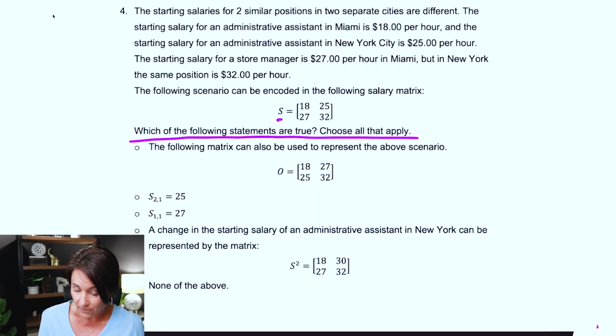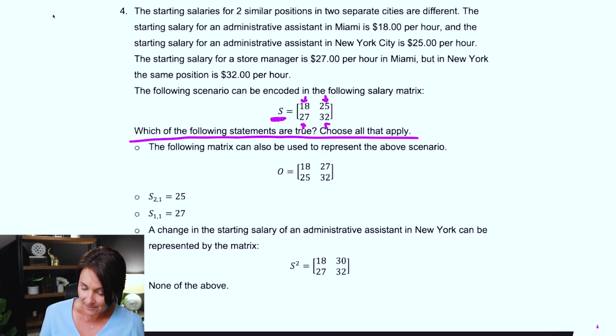Now you can see here, this is the matrix. The scenario can be encoded in the following matrix. So S can just mean salary. Salary equals 18 in Miami, right? And 25 in New York. And so we have that here, 18 in Miami, 25 in New York. And then we have 27 in Miami for the store manager and 32 in New York for the store manager.